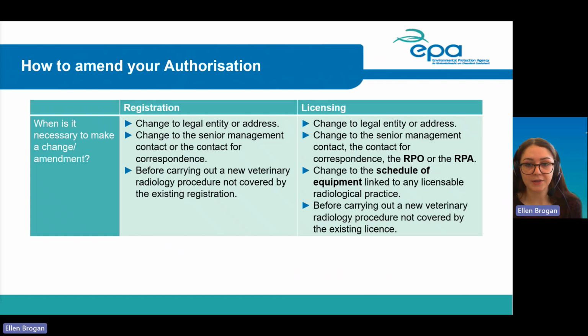Just before I move on to explain how to amend your authorization, it is important to remember that licensees and registrants do not have the same requirements to store data on Eden. Registrants need only make changes in Eden when there is a change of legal entity or address, a change to the senior management contact or the contact for correspondence, or before carrying out a new veterinary radiology practice that's not currently covered by the existing registration. Licensees must also update details for their RPO, RPA, and their schedule of equipment.